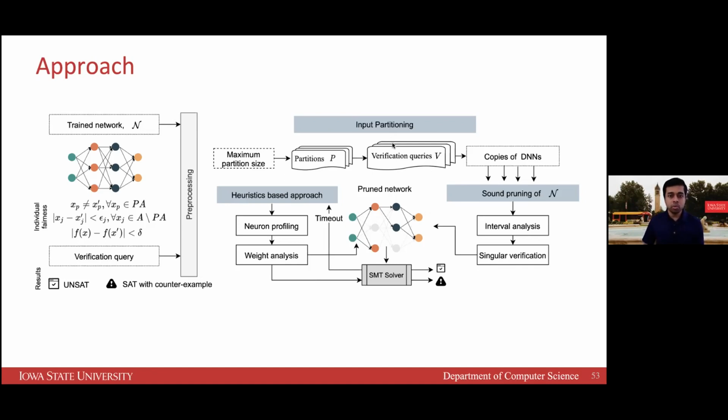Our key idea is that for each input region, many of the neurons remain always inactive, and that's why we can prune this network. When we prune the network for a smaller partition, the verification task becomes tractable. Here we use two different pruning techniques: sound pruning and heuristic-based pruning. Sound pruning is based on interval arithmetic and singular verification, and for heuristic-based pruning we profile the neurons and do weight analysis to see if a neuron will be always active or always inactive.